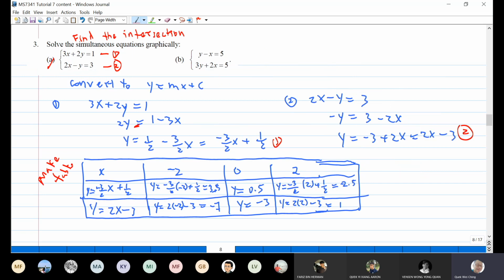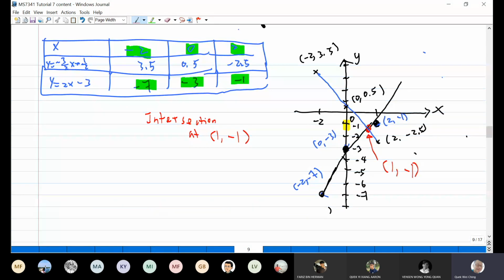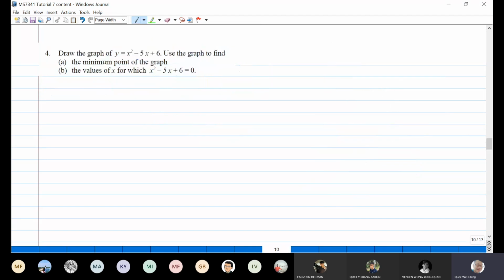Okay, let me WhatsApp this to you. This is question 3A. 3B is similar, so I will not do it for you now.